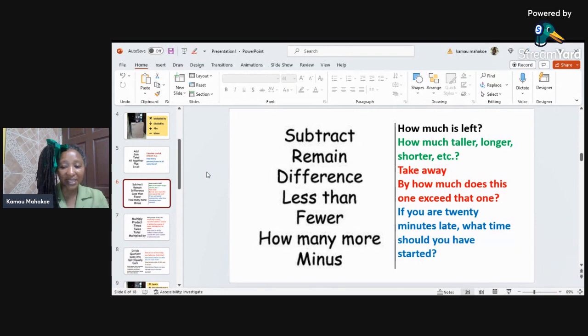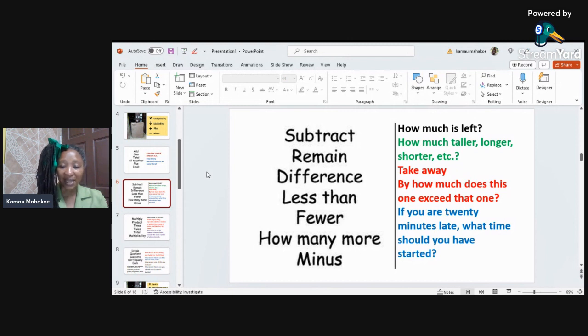If you are 20 minutes late, what time should you have started? So if you are told you are late, you know that you should have started before, right? So you would have to subtract that number of minutes from the present time to see what time you should have started. So whenever you see words like subtract, how many remain, what's the difference? In maths, when you are asked to find the difference, you are being prompted to subtract.